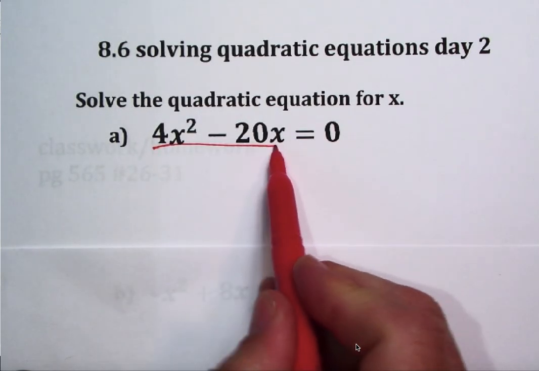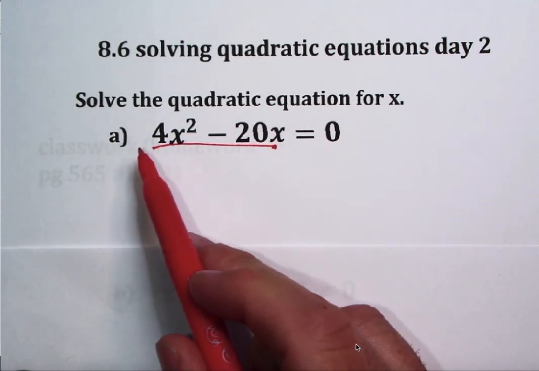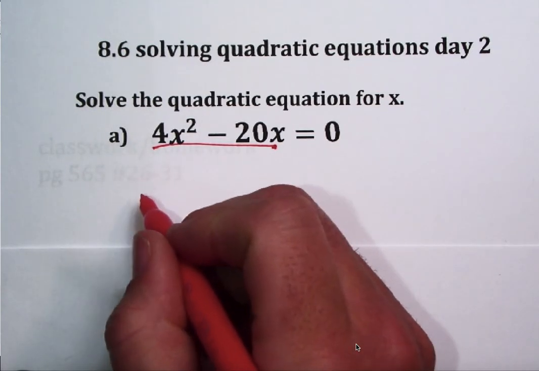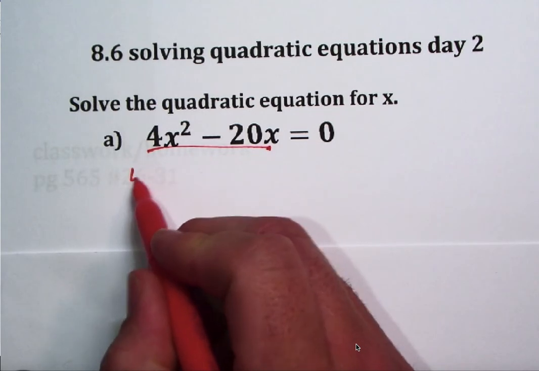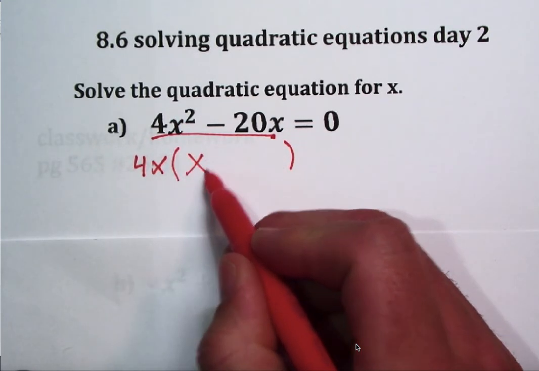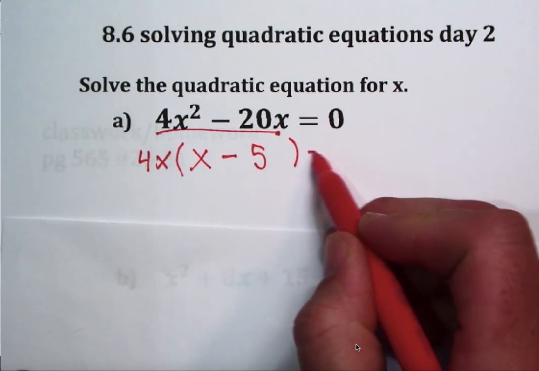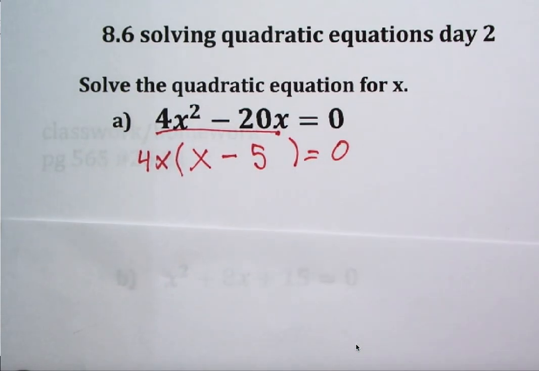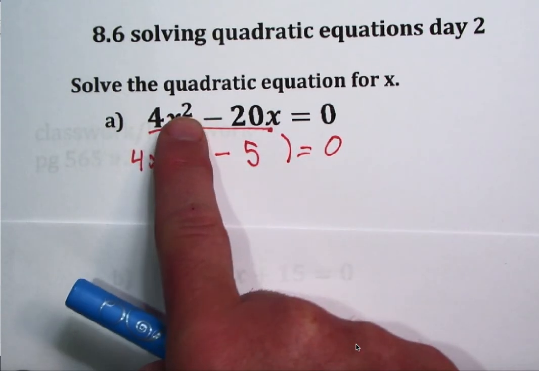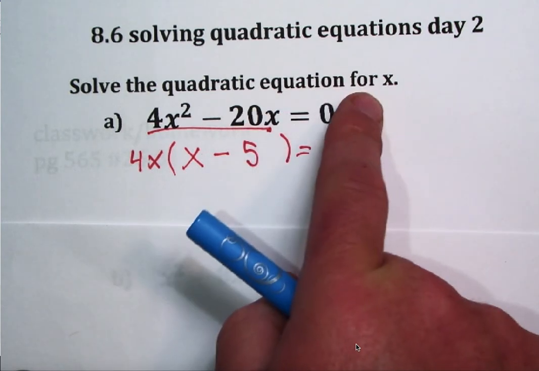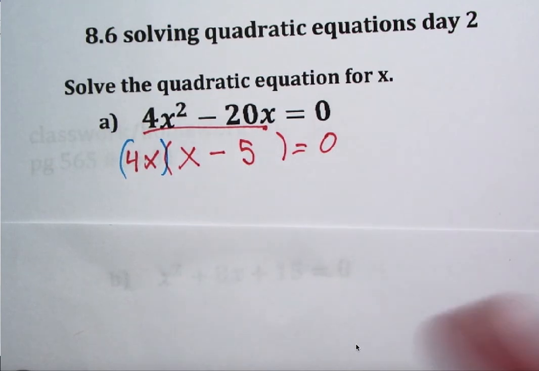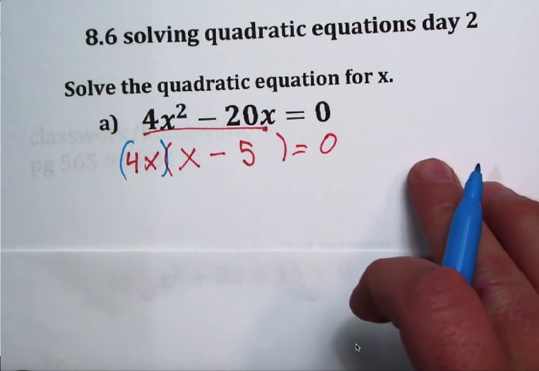So we'll get going. We want to solve this. How many terms? 2. GCF other than 1? No. Oh wait, yes there is. You can pull a 4 and an x from both terms. Then you're left with x minus 5 equals 0. So now we have 4x times (x minus 5) equals 0. Now that it's factored, it's kind of easy, right?